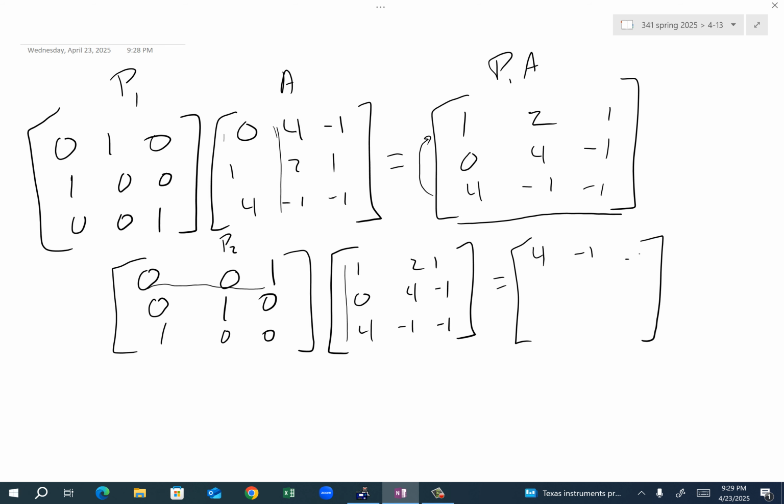Same thing. Negative 1, negative 1. Middle row is going to be 0 times 1 is 0, 1 times 0 is 0, and then 0 times 0 is 0. So that's cool. And then 0 times 2, 1 times 4, 0 times 4, and negative 1. And then the next one is going to be 1 times 1, and then 0, 0. So 1, and then it's going to be 1 times 2, and then 0, 0, and then 1. So we've just moved it around.